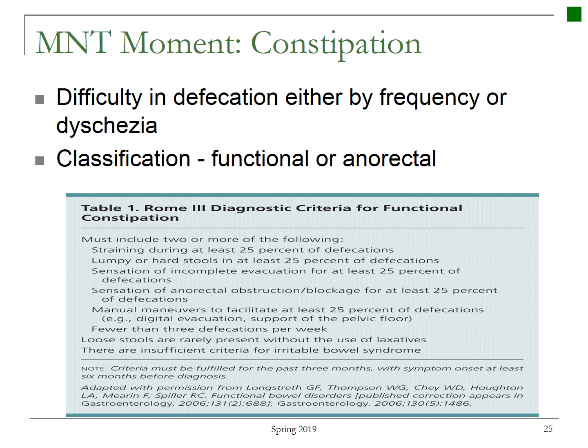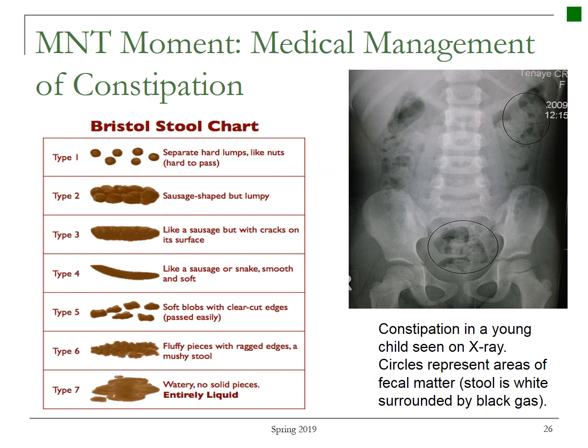Many times, functional constipation is diagnosed based on the Rome-3 diagnostic criteria, as seen on the slide. Anorectal dysfunction is a result of pelvic floor muscle laxity, impaired rectal sensation, and decreased pressure sensed by the anal canal. So this is constipation secondary to physical reasons. Once the constipation is diagnosed as either primary or secondary, functional or anorectal, the plan of treatment will be determined.